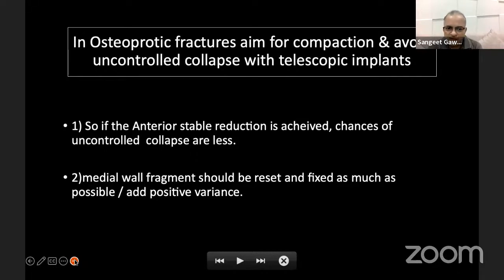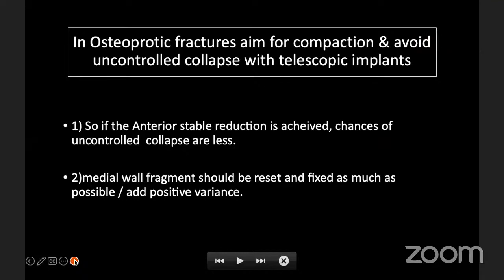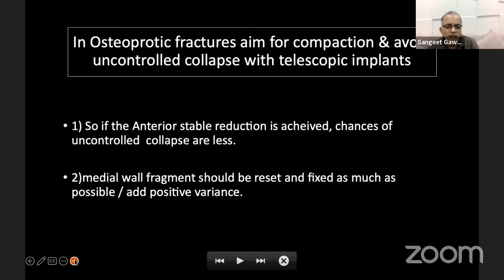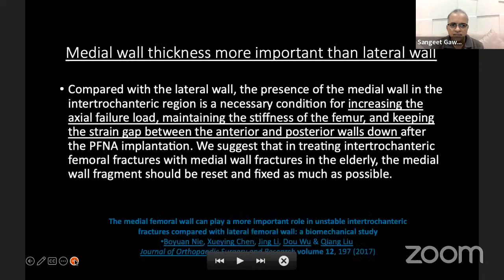So if a stable anterior reduction is achieved, chances of uncontrolled collapse are very less. Medial wall fragment should be reset and fixed as much as possible, and or add positive variance whenever you are doing a fixation, either with the intramedullary or extramedullary implant. So the medial wall thickness is more important than the lateral wall.